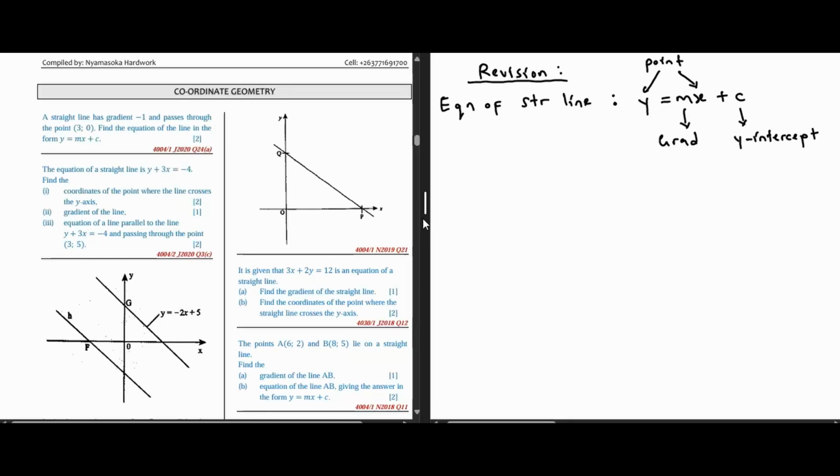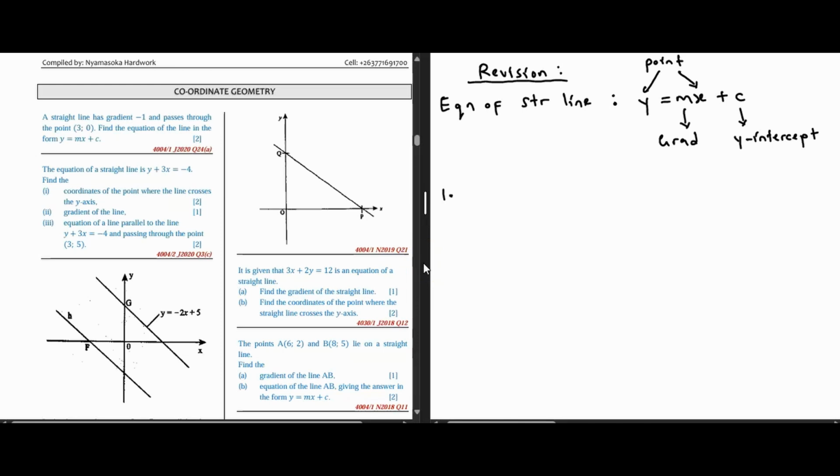We are going to start with that question, written in June 2020, question 24A, paper 1. It says that a straight line has gradient -1 and passes through the point (3, 0). Find the equation of the line in the form y = mx + c. Do you see it? Okay, so that is the question we want to start with.